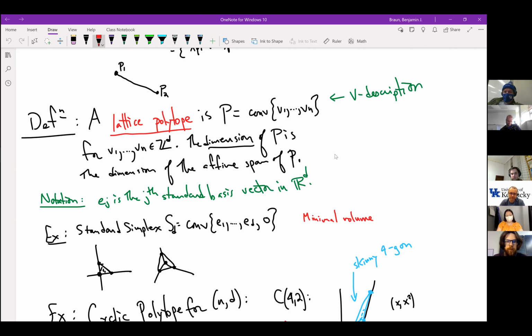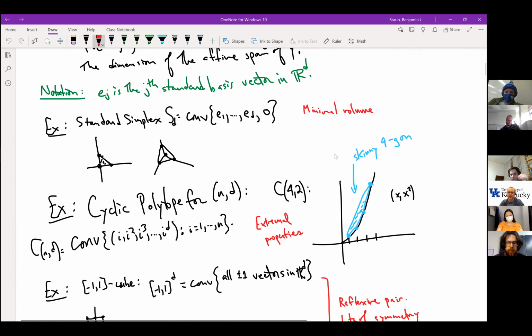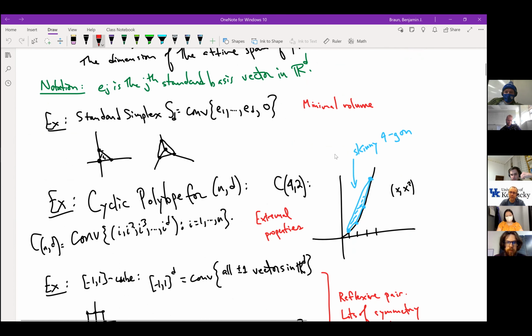And so what I want to do here is now just give a bunch of examples, because I think examples really are how we make sense of everything. That's actually a very precise statement, coming from cognitive psychology of how people learn math. The notation I'm going to use is e_j is the jth standard basis vector in R^n. So first of all, the first lattice polytope you should know is the standard simplex, usually denoted as Delta_d. And that's the convex hull of the standard basis vectors e_1 through e_d and the origin.